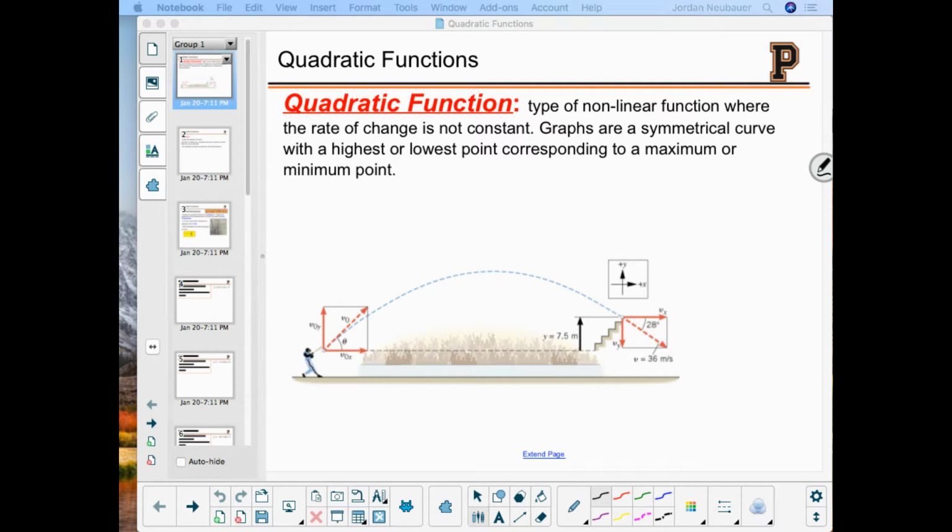All right, welcome guys. Day 2 of quadratics is going to be today. We're going to learn a little bit more about what it means for an expression or a function to be quadratic and how to represent them in a couple different ways.